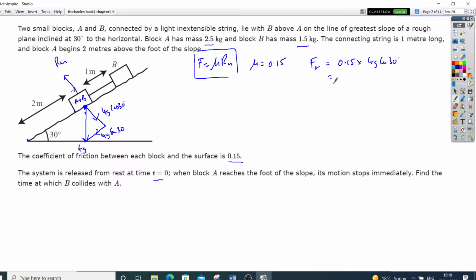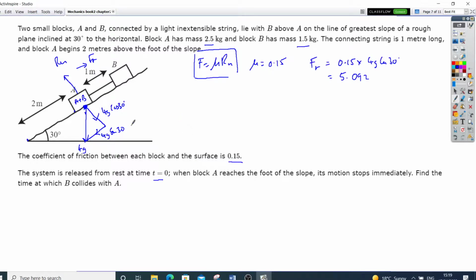So that's going to give me 0.15 times 4 times 9.8 times cos 30. I'm going to get 5.092 newtons opposing it. Okay, so that's friction going that way, as that's coming down.